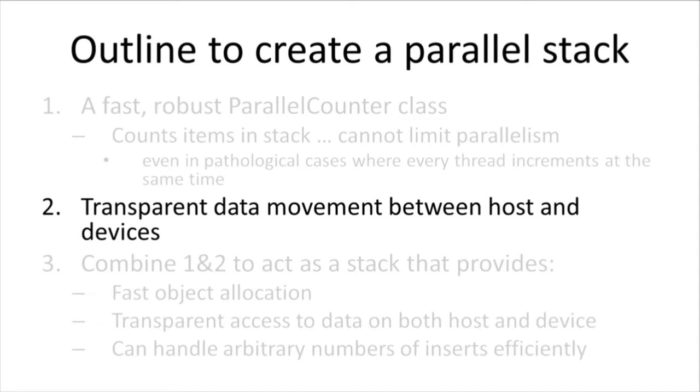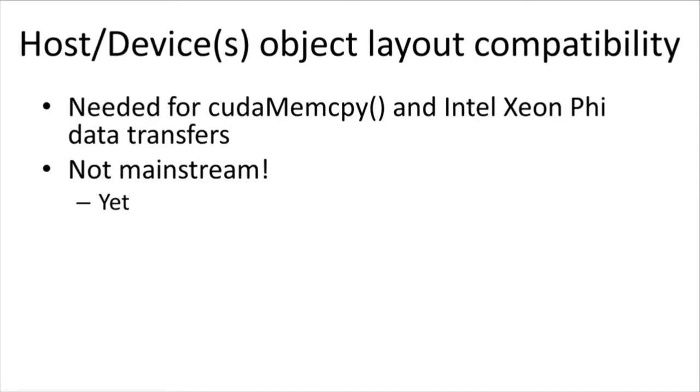So how do we do transparent data movement? Well, you need to have object layout compatibility. Basically, you have to be able to transfer a contiguous region of memory and have it be the same structure on the host and the device. And that's not mainstream yet. So what happens is that you move your data over to the host, your structures don't align, and everything falls apart.